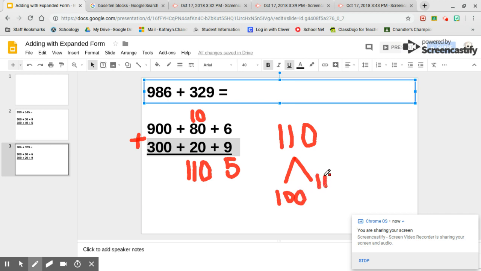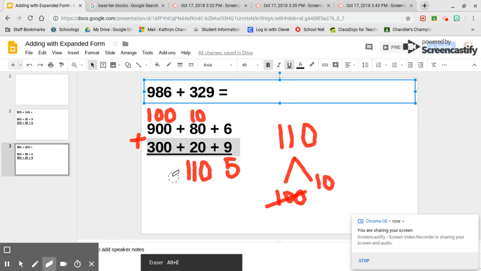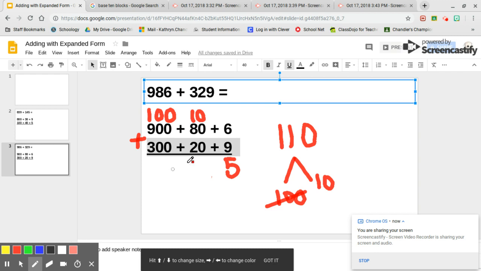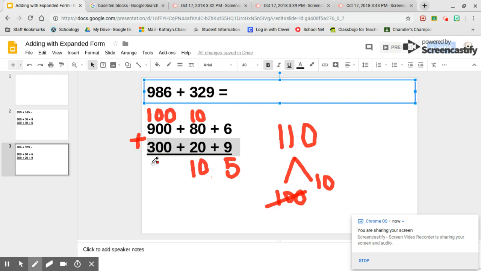So what I'm actually going to do is take this 100 and move it over to the correct place value, which is the hundreds place. And then I'm going to leave the 10 there in the tens place, because 100 wouldn't go in the tens place, just 10 would. So I'll put that there. Now I can move on. 100 plus 900 is 1,000, and then 1,000 plus 300 would be 1,300.